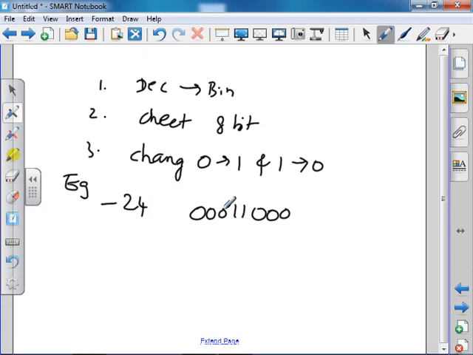Now you make it a ones complement number. It's very simple. You convert all zeros into ones and ones into zeros, and we will get the ones complement number: 1 1 1 0 0 1 1 1.